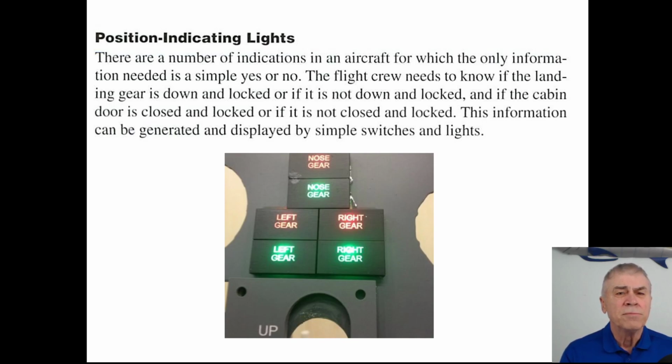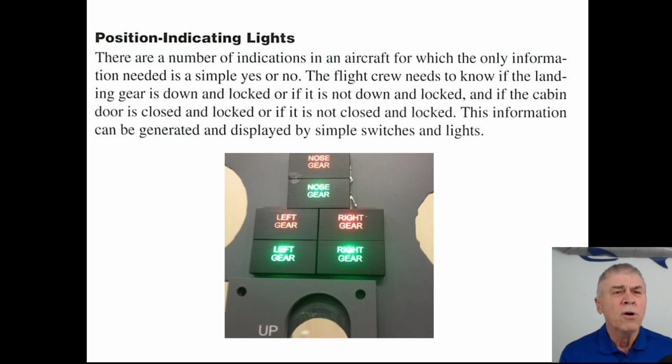Certainly, if the nose gear is down and locked, it's going to be safe to land. So, if all of a sudden one of the lights is not illuminated, you can imagine the pilots are going to talk to you about it. And it could just be a light bulb out. Basically, they just want to know whether or not it's in the right configuration.